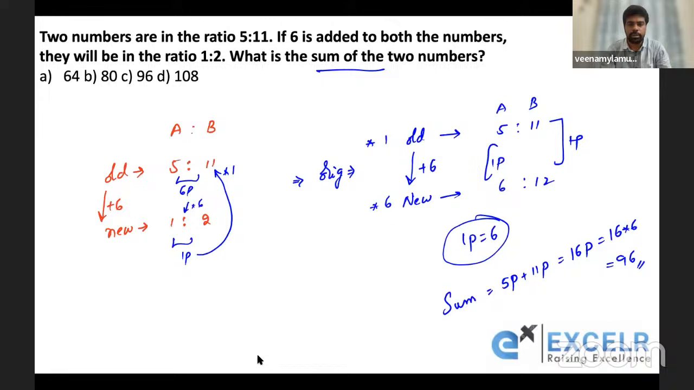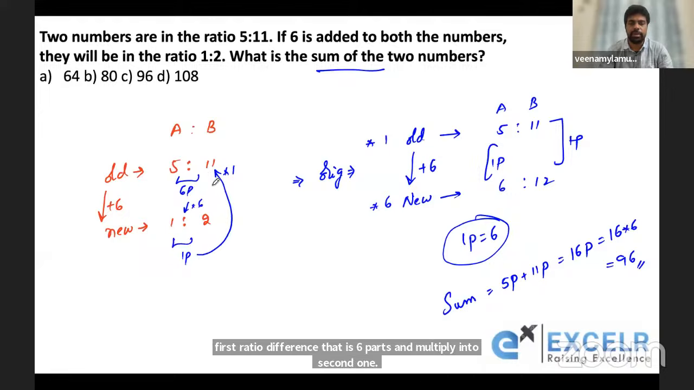See the next question. Ravindra, what doubt? Sharan Sai, where do you have doubt? Can you say how you converted case 2 to case 1? We are converting case 2 to case 1 by taking the difference and multiplying. We take the first ratio difference, that is 6 parts, and multiply it to the second one, and the second ratio difference and multiply it to the first one. Okay.